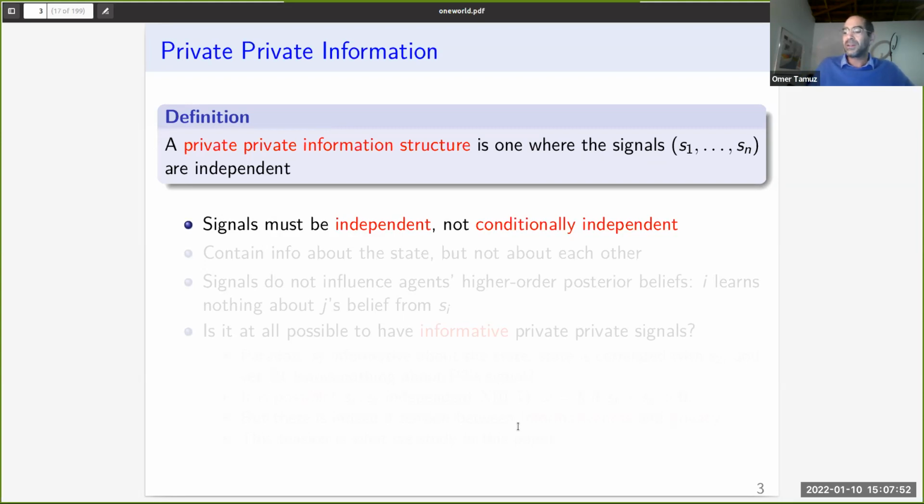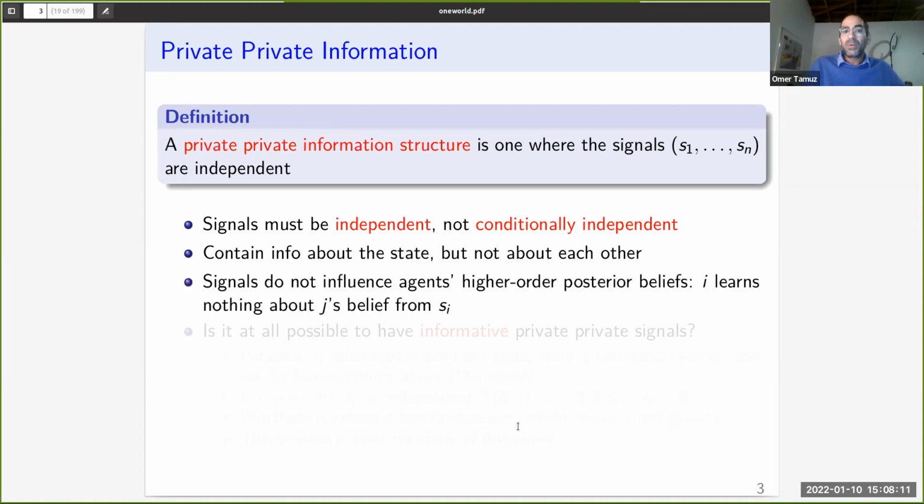Conditionally independent signals in general are not actually independent. And I do want them to be able to contain information about the state. So each one of them, to make it interesting, should be correlated somehow with the state. But I don't want them to contain information about each other. So in particular, agent i, when she sees her signal S_i, learns nothing at all about S_j. If you ask her before and after she observed her own signal what her belief about the other signal is, well, these are independent random variables, so she doesn't learn anything about the other signals.